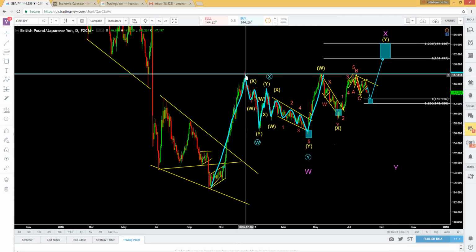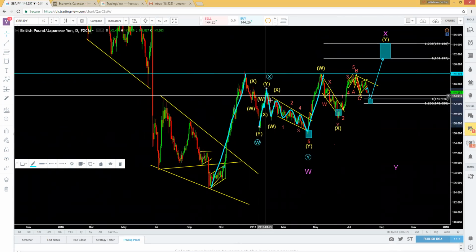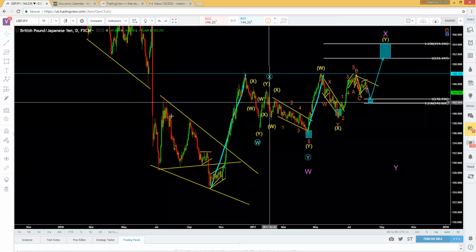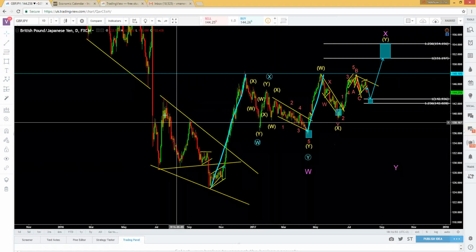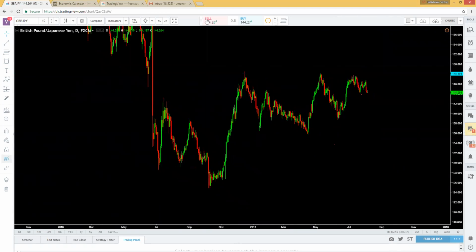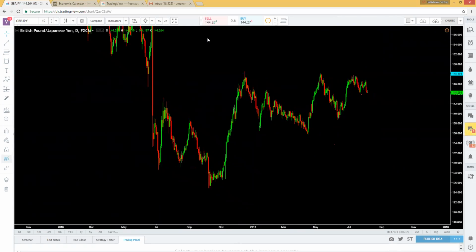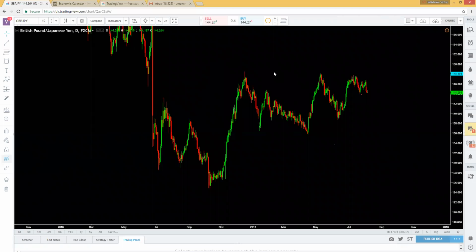I'm going to clear it out and show you what I am looking at here. Right, so let's just get all the mess out. What I always start with whenever I do my analysis is to identify the impulse and then the correction, okay? So here we can clearly see that GBP JPY, and this is a daily chart, right? So this is the daily chart.